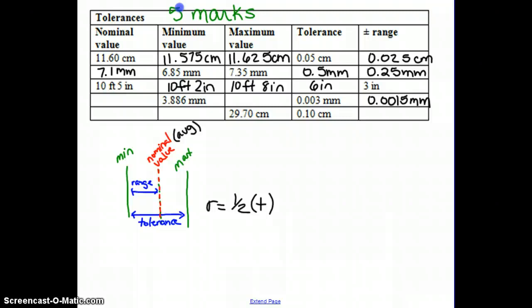So we get 3.886 plus 0.003. So we should get 3.889 millimeters. And our nominal value is halfway in between, so we could go our minimum value plus our range. So 3.886 plus 0.0015, which is 3.8875. And the last one, very similar, but you have your max. So try that one on your own.